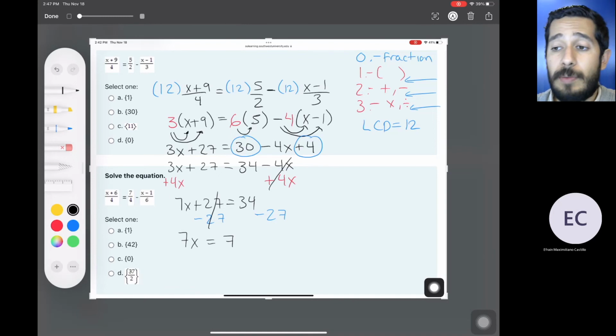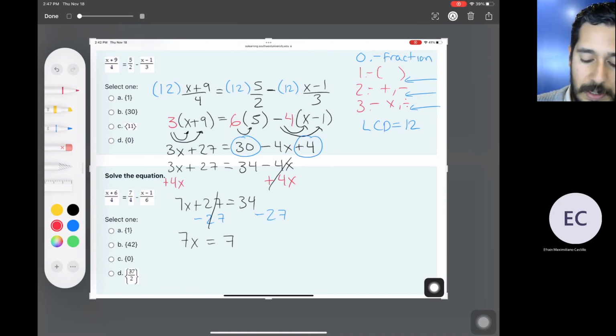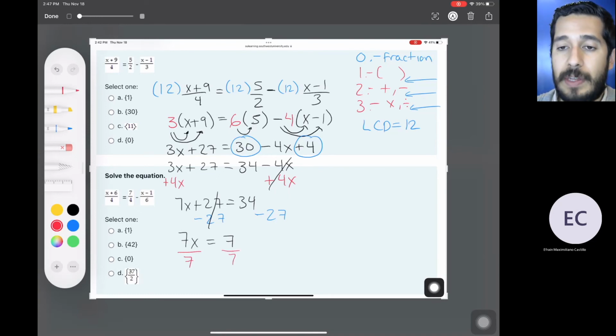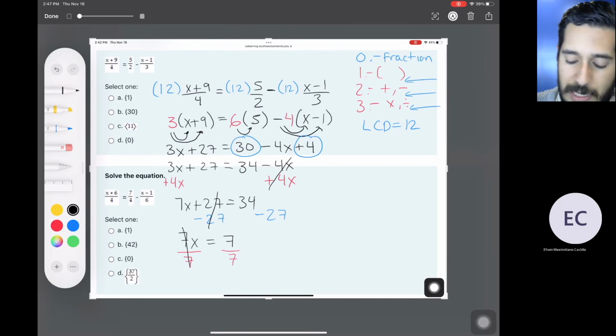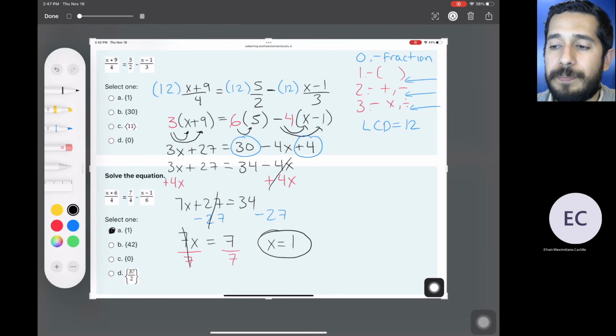Okay, I don't have any more additions or subtractions. Then I'm going to move into multiplications and divisions. So how do I remove a multiplying 7? Dividing by 7. But if I do that to the left side, I have to do that to the right side. So these two numbers cancel out, and x equals 7 divided by 7, which is 1. Okay, this is the number that we're looking for.